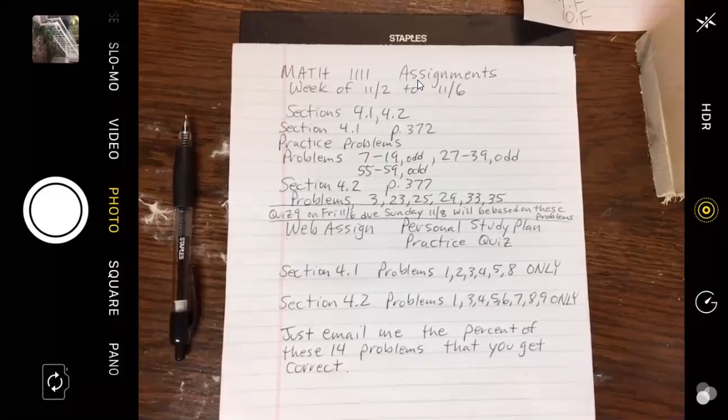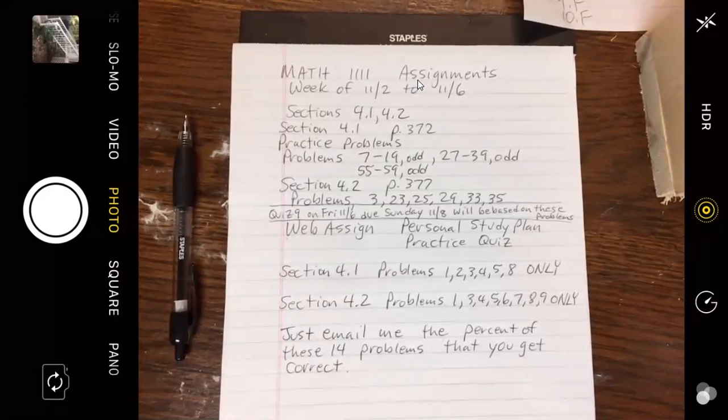This is the Math 1111 Zoom meeting for Monday, November 2nd, 12 o'clock p.m. And so our assignments for this week, November 2nd to November 6th, we're going to do sections 4.1 and 4.2.